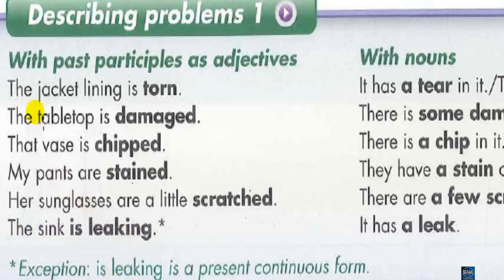So again, the rule here with past participles: you will have the subject, it is, they are, and PP, the past participle, as an adjective. With the verb leak, we use present continuous. Is leaking is a present continuous form.